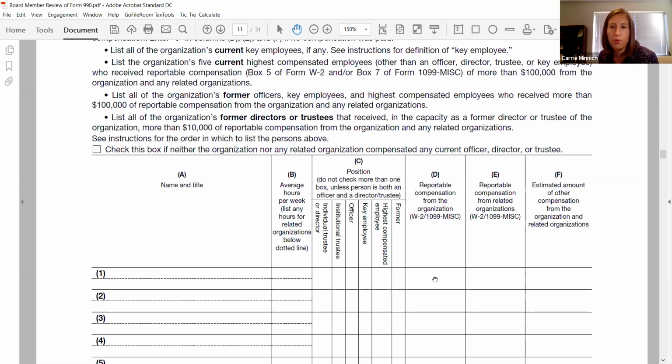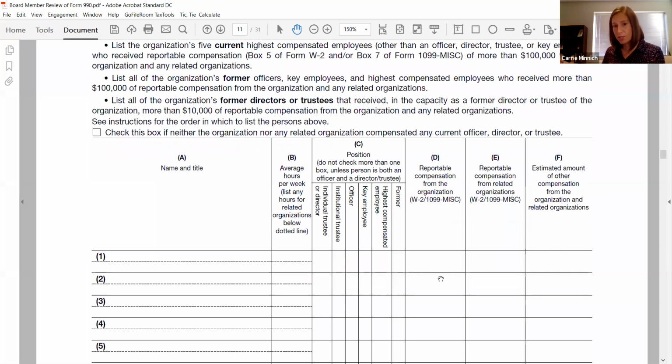Column D asks for the reportable compensation. Everybody wants to know how much your executive director is making or if the board members are paid. So the IRS asks for the W-2. This would be from the W-2 of the tax period that this 990 covers. So if you're a December 31st, 2020 organization, then the W-2 would be from 2020. If your organization has a fiscal year ending in June, say a June 30, 2021 year end, the W-2 that you would use would be for the 2020 calendar year.